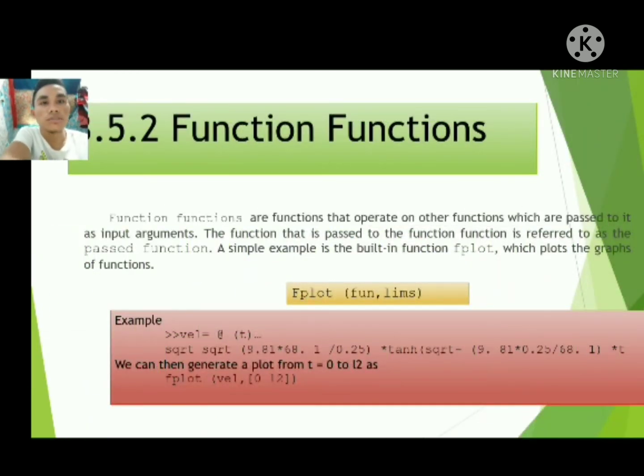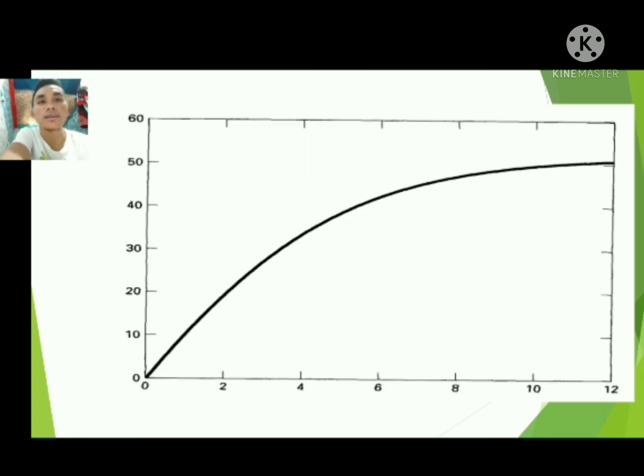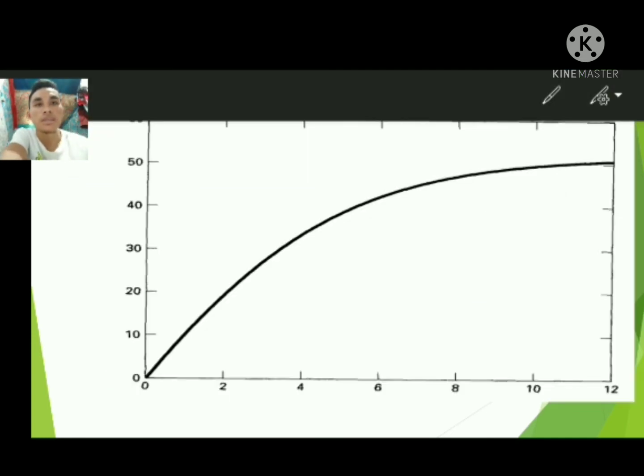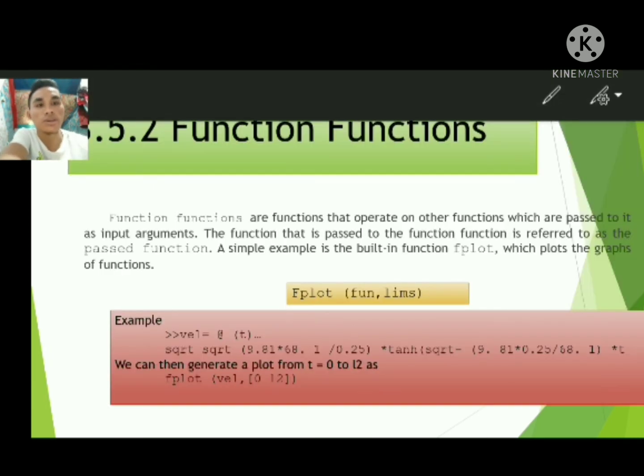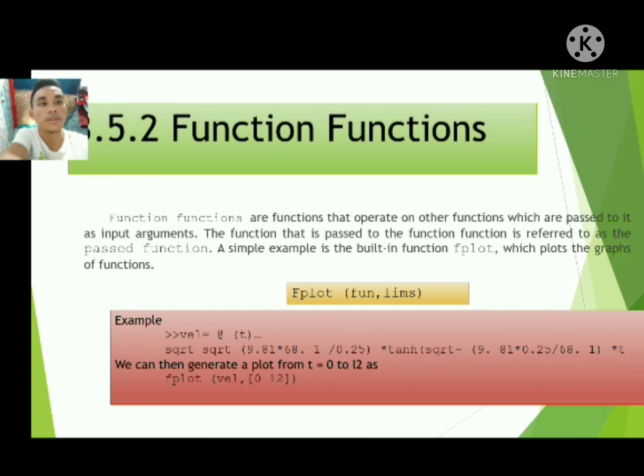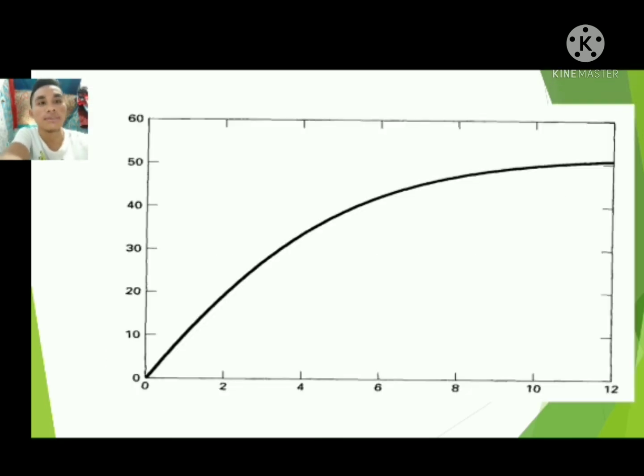Function functions are functions that operate on other functions which are passed to them as input arguments. The function that is passed to the function is referred to as a passed function. A simple example is the built-in function fplot, which plots the graph of a function. So this is the graph of our function. Okay, so this is our graph. Now let's proceed.